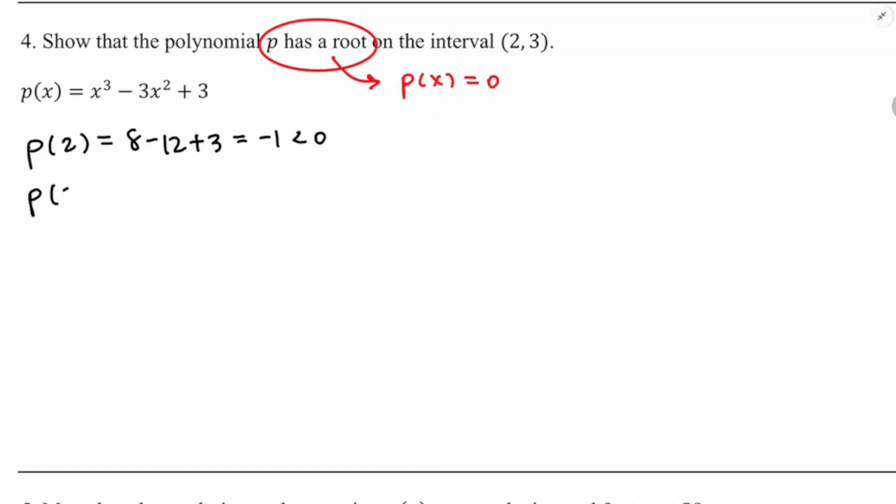Then p of 3 is going to be 3 to the 3 is 27 minus 3 times 9 would be 27, and then plus 3, okay, that's going to be 3, which is greater than 0. And p is a polynomial, so p is continuous.